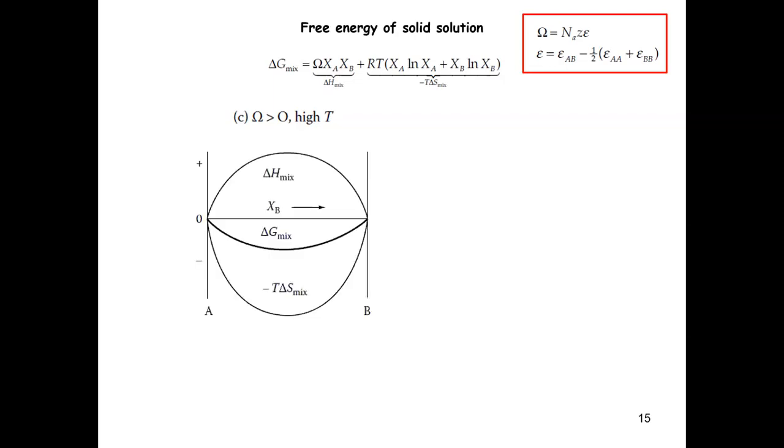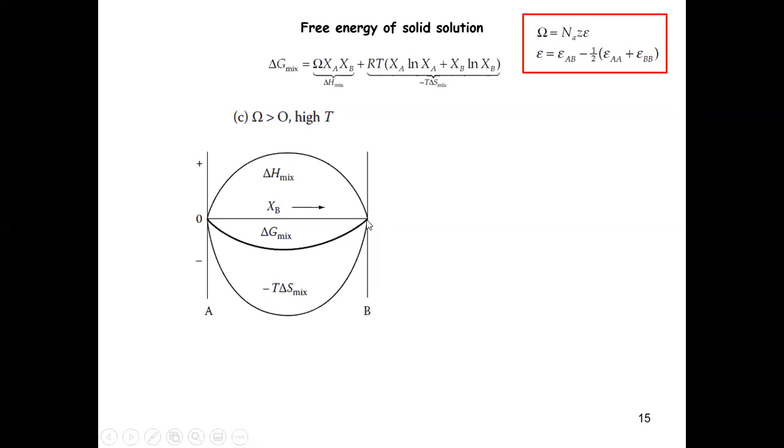The entropy will dominate, entropic effect. So the thing is going to look like this, right? Basically you have delta H mix. In this case, because my omega is greater than 0, you know that this curve is always greater than 0 for any non-zero composition. Does this make sense, everyone?